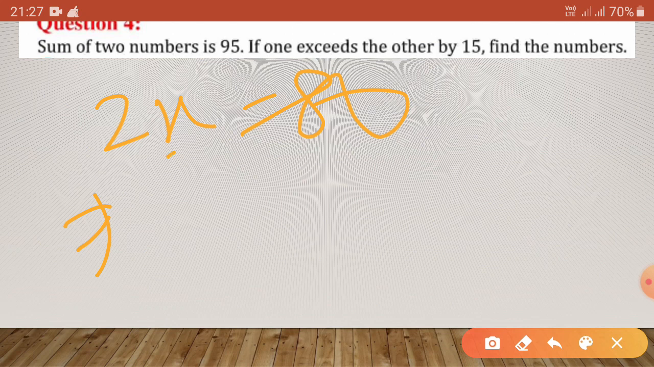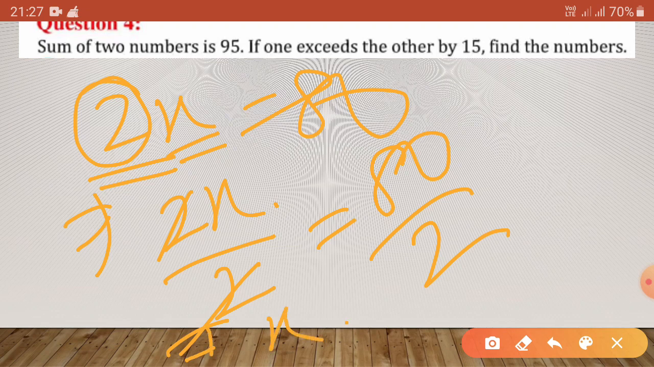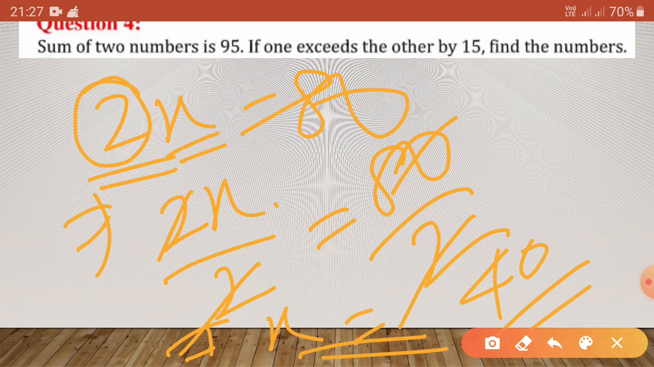So what will be the value of x? Here 2 is multiplied by x, so we have to divide by this number on both sides. So 2x by 2, and on the right side it will be 80 by 2. So on the left side we get x, and on the right side it gives us 40. So x is equal to 40.